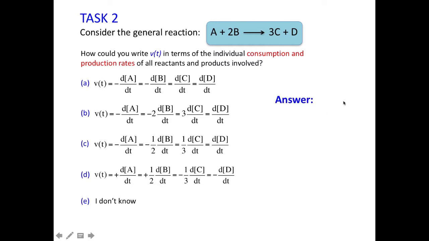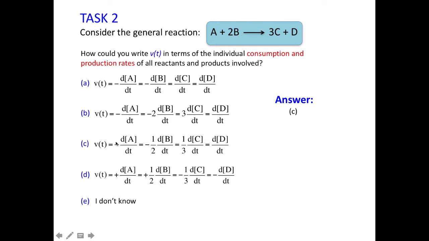And the answer is C. As you see, this is a very simple task. First of all, we see the consumption rates of A and B, which are reagents. So A and B are reagents.